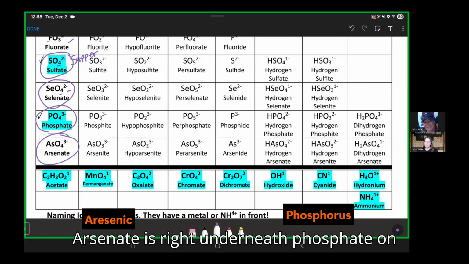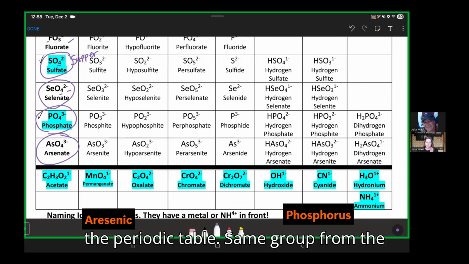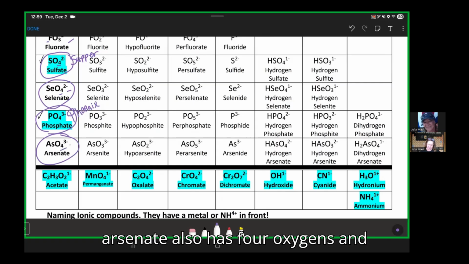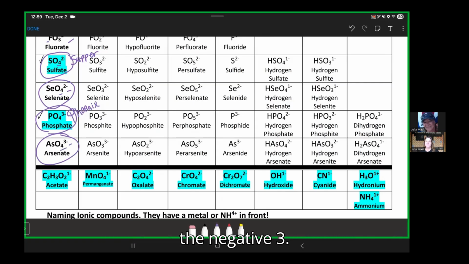Arsenate is right underneath phosphate on the periodic table, same group. From the word phoenix, phosphate has 4 oxygens and a negative 3. So arsenate also has 4 oxygens and a negative 3.